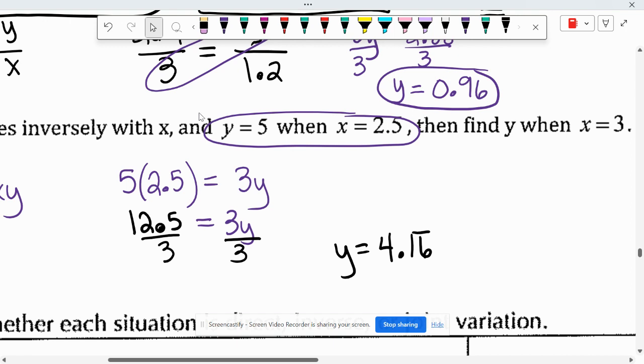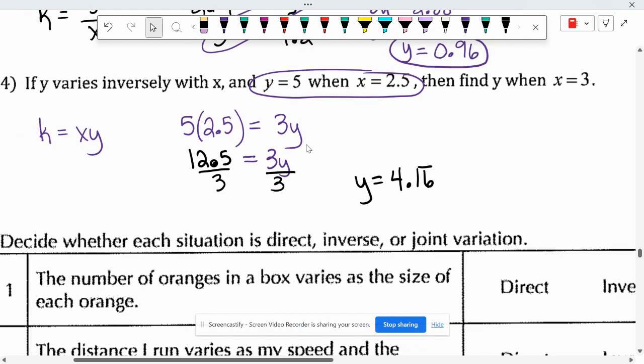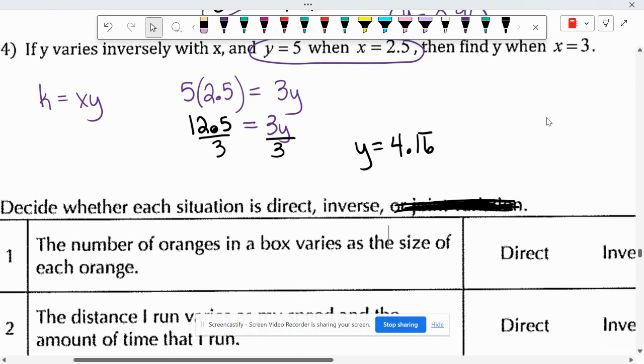All right. So it says determine whether each situation is direct, inverse, or joint variation. We don't do joint variation. That's honors math 2. So you can just cross that out. And there are 2 joint variation examples on here.